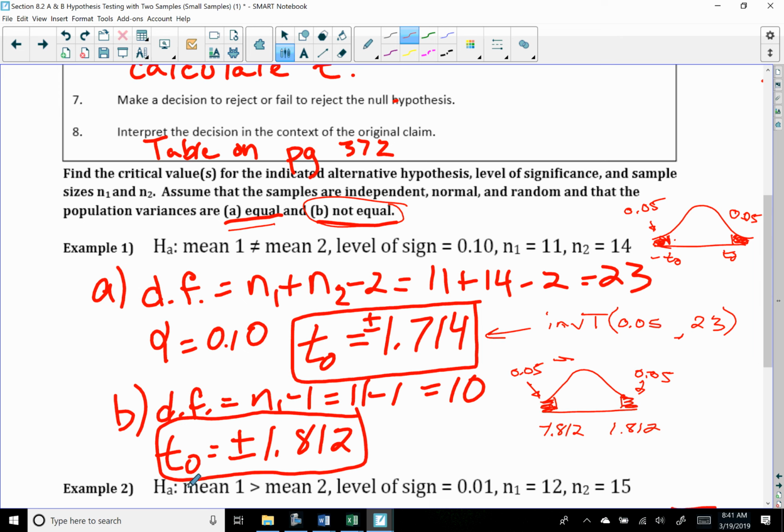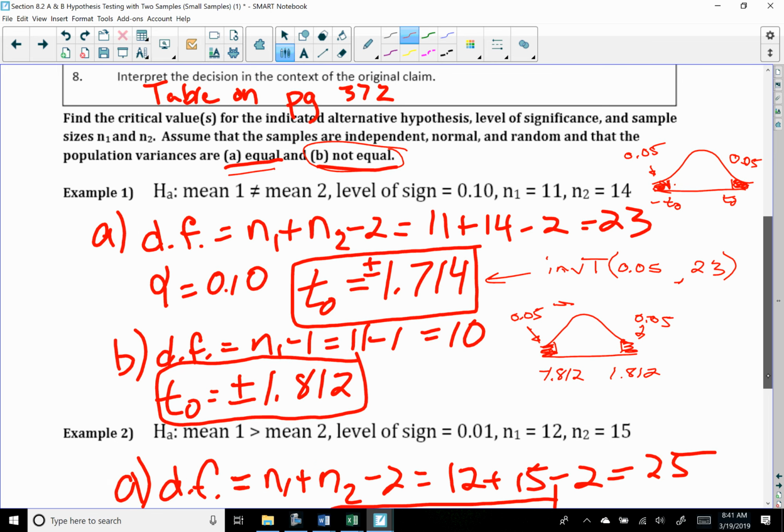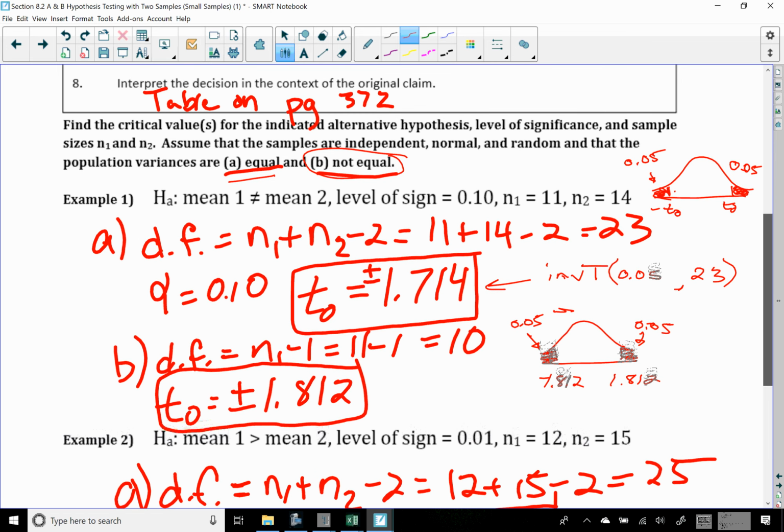All right, example 2. The alternative is that mean 1 is greater than mean 2. Level of significance is 0.01, n1 is 12, n2 is 15. So if variances are equal for A, it would be n1 plus n2 minus 2, in which case we would get a degree of freedom of 25.